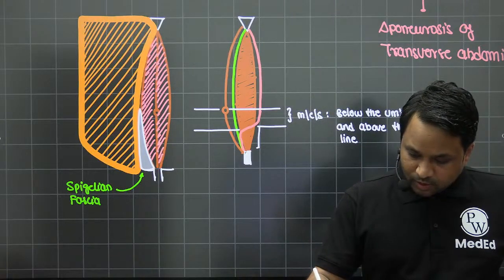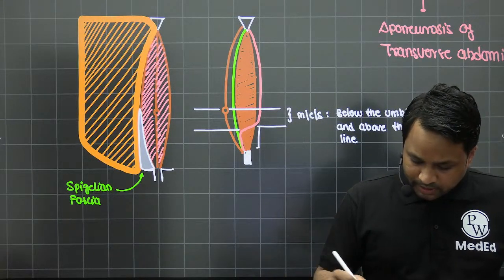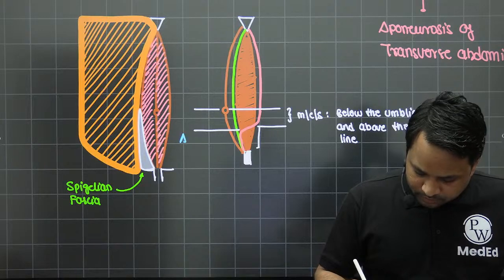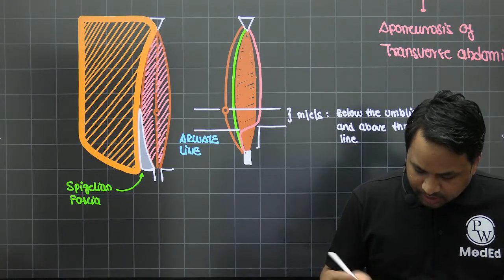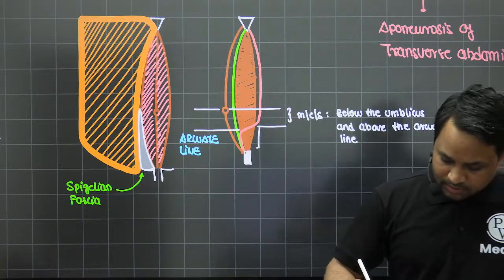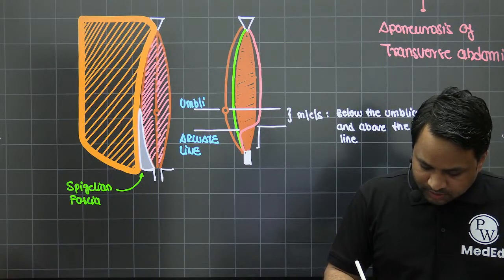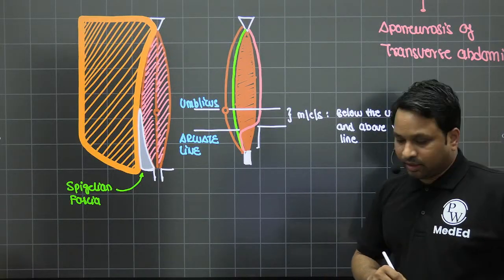Now this is what we call the arcuate line. This line is what we call the arcuate line, right? So this is the umbilicus, and this happens to be your arcuate line.